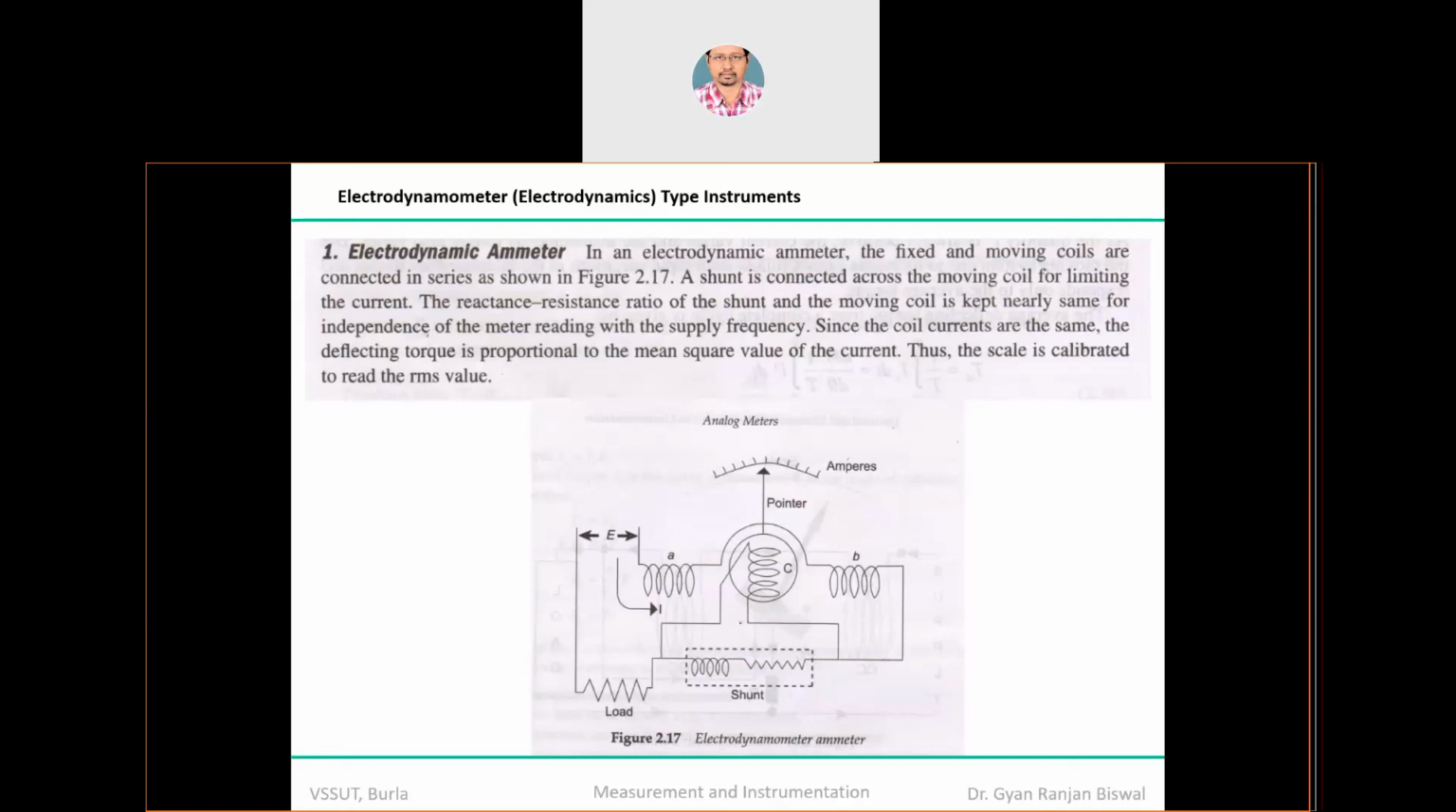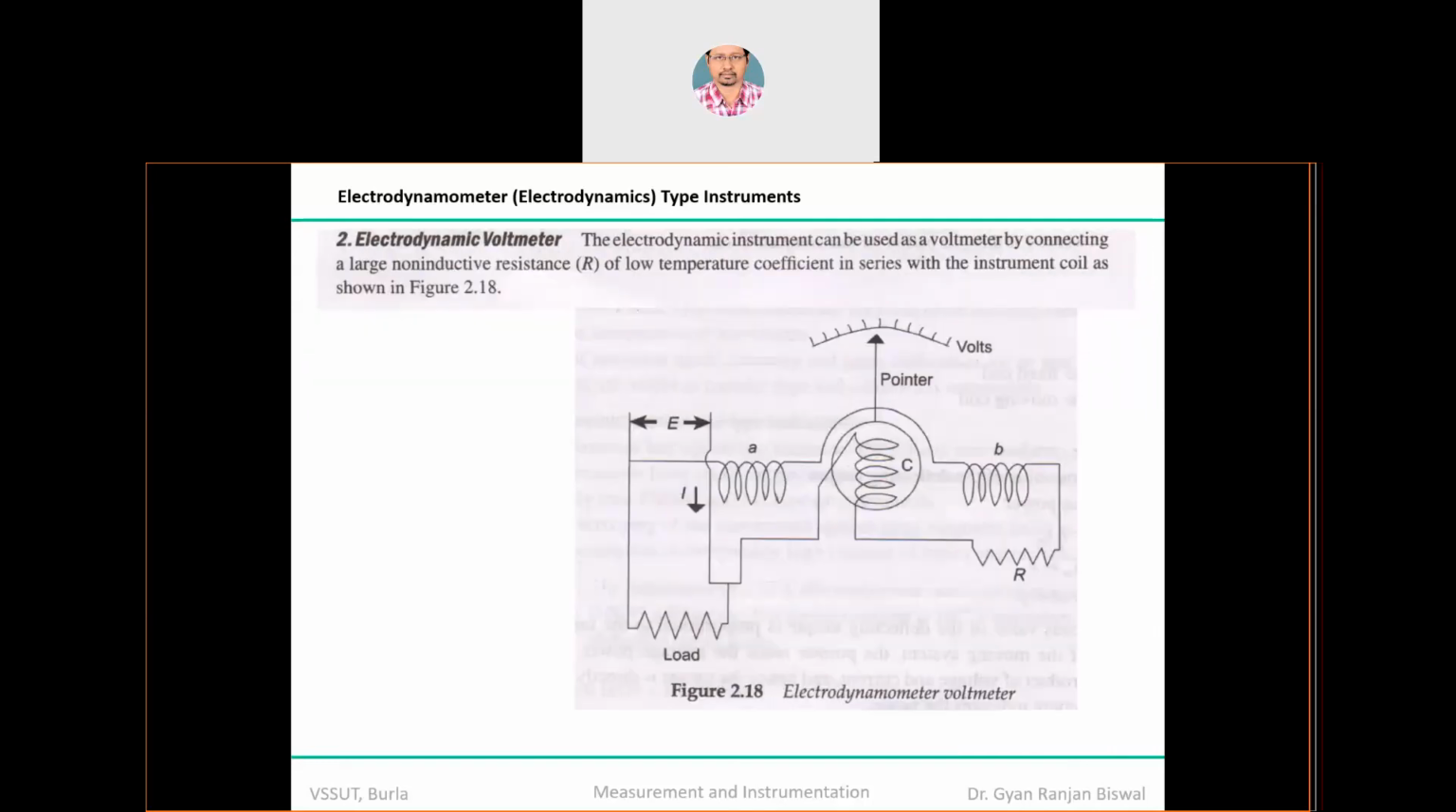Now, for a couple of minutes, we will see how electrodynamometer type instruments can be used for the measurement of a current signal and a voltage signal. In other words, whenever you want to use it as an ammeter or as a voltmeter.